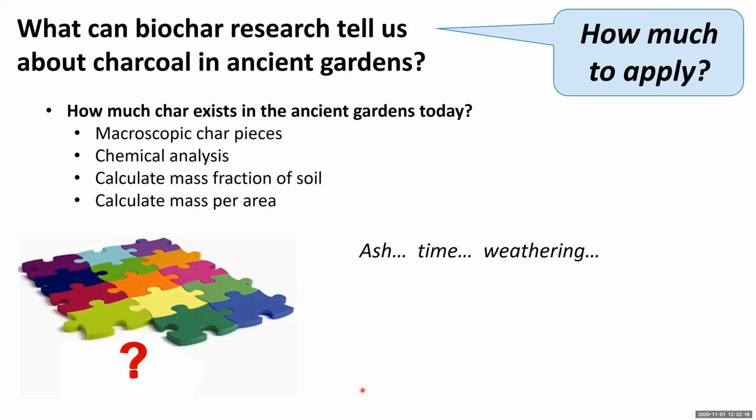And it's important to remember that all chars, when they are fresh, have some amount of mineral ash or white ash mixed in. And the more oxygen present when the char was created, the more white ash will be present. This means that the residue from cooking fires or slash and burn type fires would probably have had a lot of white ash mixed in with the char when it was first added.